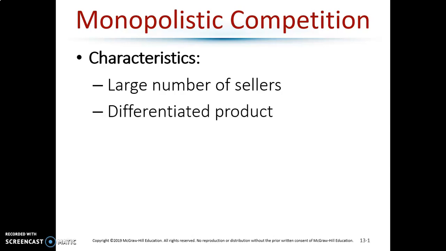But we no longer have a homogeneous product. It's a differentiated product. It's kind of obvious what that means, but there are some less obvious ways of differentiating a product that we'll get into. But it is no longer the case that you can go next door and get the exact same thing. But it's also not like monopoly, where you have no close substitutes. A differentiated product has close substitutes.